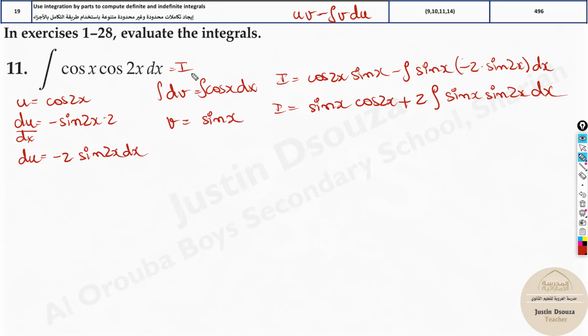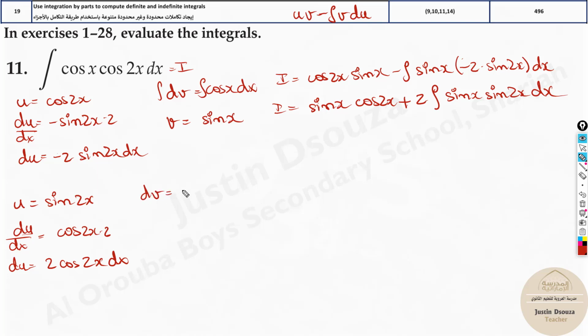It is similar, but over here we have cosine, over here it is sine function. So we need to do u substitution again. Now again what I'll do is I will assume u to be, this time, sine 2x. U is equal to sine 2x. What is du by dx? So du by dx will be directly cos 2x times 2, and du is equal to 2 cos 2x dx. Now what is dv? dv will be the remaining thing, that is only sine x dx.